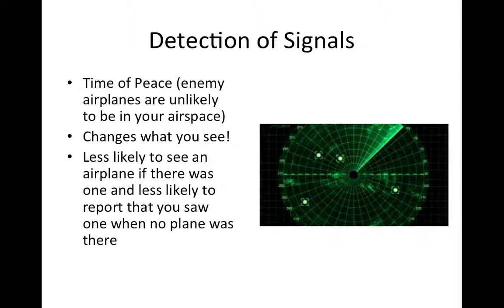The reason this has an implication for absolute thresholds is because certain features of the situation change what you detect. The probability that you will say something is there depends on features of the situation. For example, if you're in a time of peace, there's no war going on, enemy airplanes are unlikely to be in your airspace, and this changes what you see. This makes you less likely to see an airplane if there was one, and less likely to report that you saw one when no plane was there. In a sense, you're less likely to have a correct rejection, but also less likely to have a false alarm.